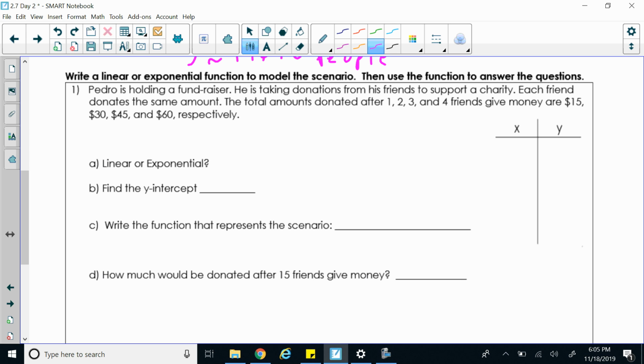So here we go. Pedro is holding a fundraiser. He's taking donations from his friends to support a charity. Each friend donates the same amount. The total amounts donated after 1, 2, 3, and 4 friends give money are 15, 30, 45, and 60, respectively.